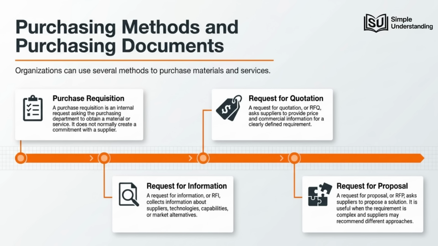Request for information. A request for information, or RFI, collects information about suppliers, technologies, capabilities, or market alternatives. Request for quotation. A request for quotation, or RFQ, asks suppliers to provide price and commercial information for a clearly defined requirement. Request for proposal. A request for proposal, or RFP, asks suppliers to propose a solution. It is useful when the requirement is complex and suppliers may recommend different approaches.